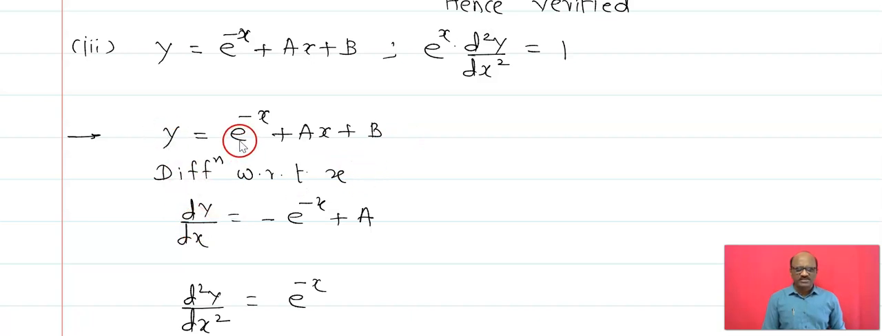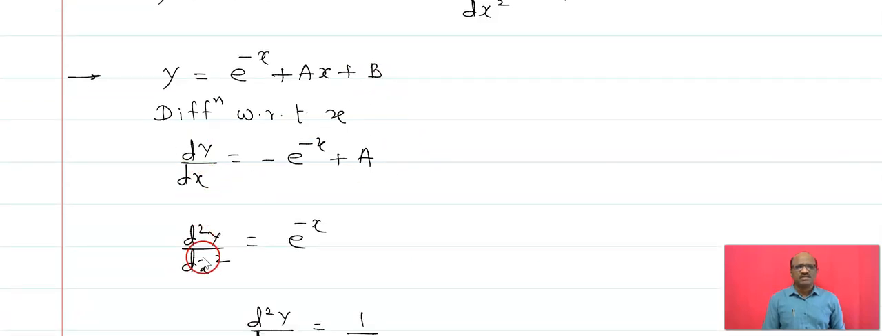Derivative of e raised to minus x is minus e raised to minus x, because the derivative of e raised to minus x is e raised to minus x into the derivative of minus x, which is minus 1. Derivative of ax, the derivative of x is 1, 1 into a is a, and plus b, the derivative of b is 0, because it's a constant. Therefore dy by dx is equals to minus e raised to minus x plus a.